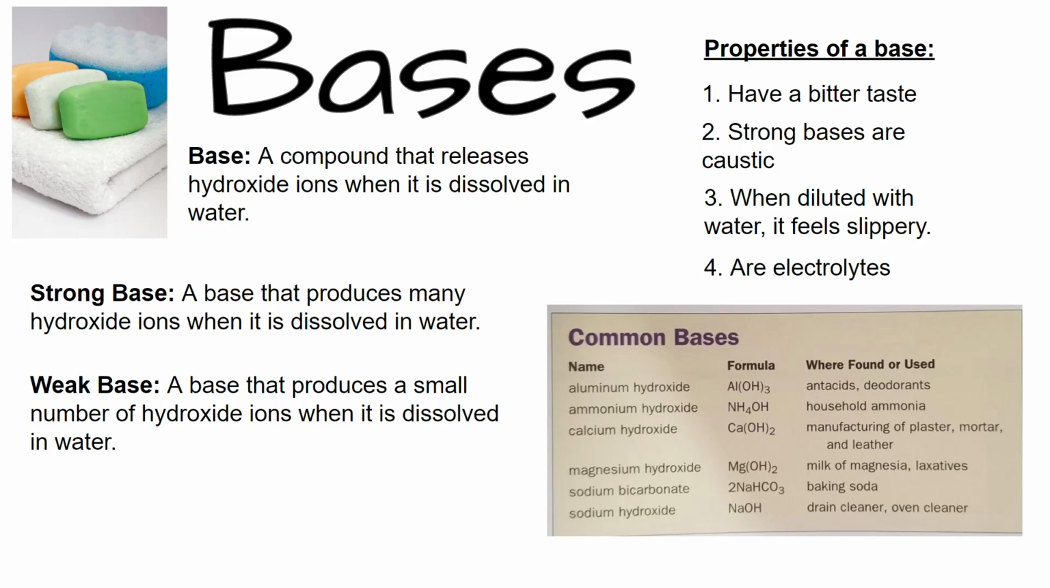Magnesium hydroxide, which is only slightly soluble in water, is used in milk of magnesia products as an antacid to neutralize excess hydrochloric acid in the stomach. It's also used as a laxative. Aluminum hydroxide is another base used as an antacid in commercial products such as Maalox and in deodorants.